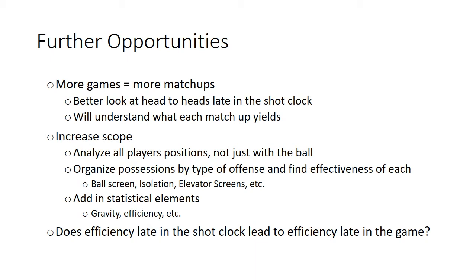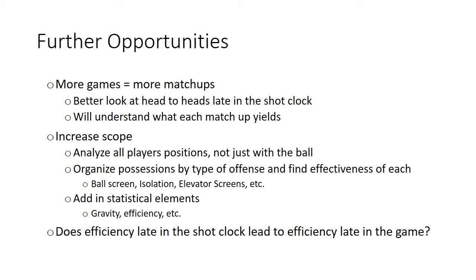And then also looking to organize the possessions as types of offenses. So you can see the effectiveness of the ball screen late in the shot clock. You can see the effectiveness if Kevin Durant has the ball in the paint in an isolation situation late in the shot clock. And then use those statistical elements everyone's been talking about to decide whether things are effective or not. So the gravity, how players are moving as Steph Curry comes off of that ball screen, things like that.